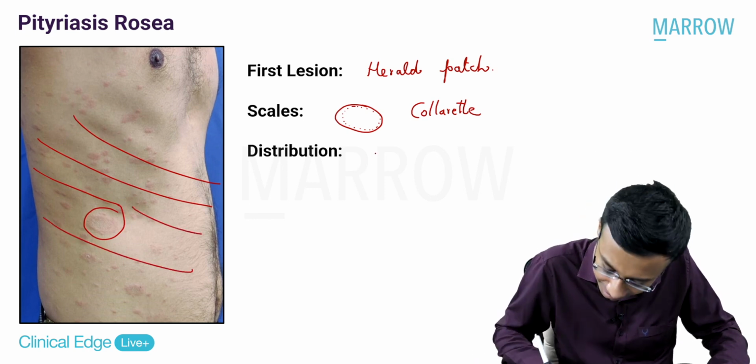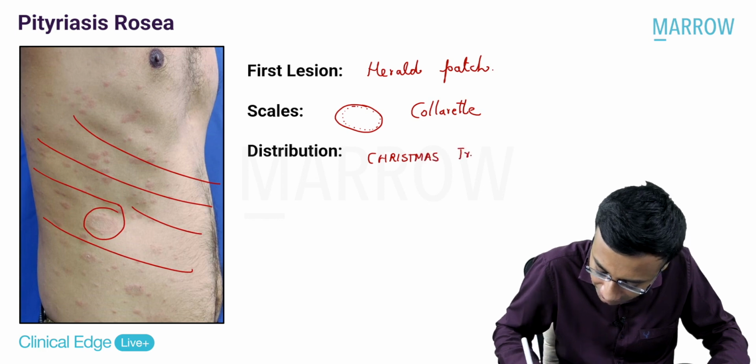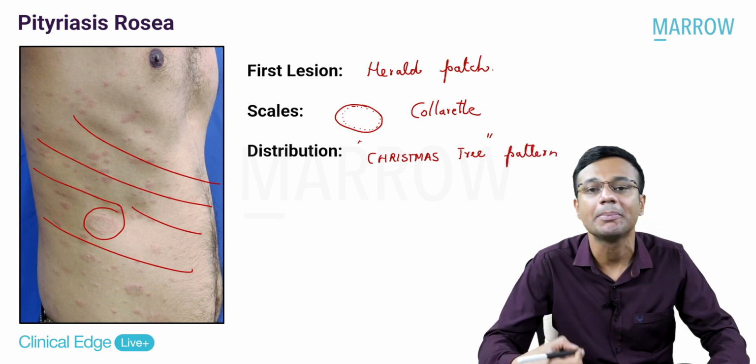This is referred to as Christmas tree pattern. So these will be the points in the exam which will help us to make a diagnosis of pityriasis rosea.